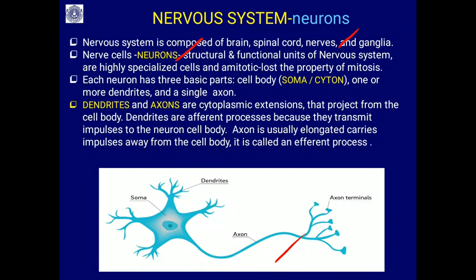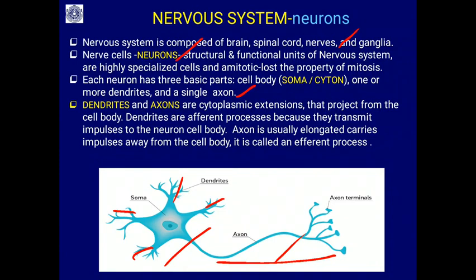Each neuron has three basic parts: the soma or the cell body, this is the soma, and the long process, this is called the axon, and the processes surrounding the soma, which are called dendrites. They are cytoplasmic extensions that project from the cell body.